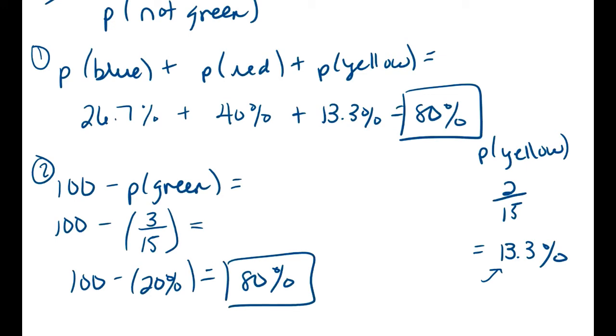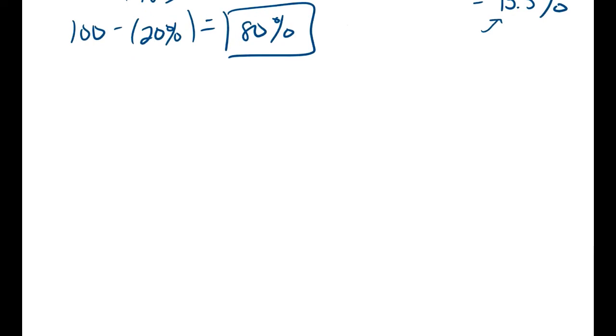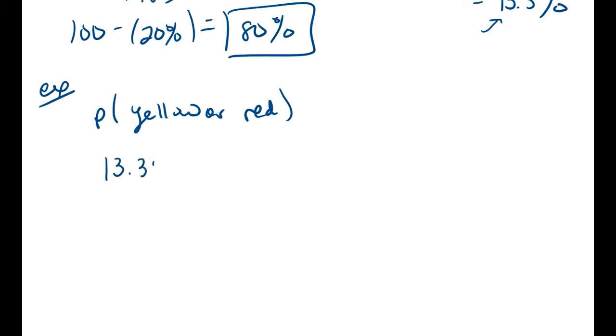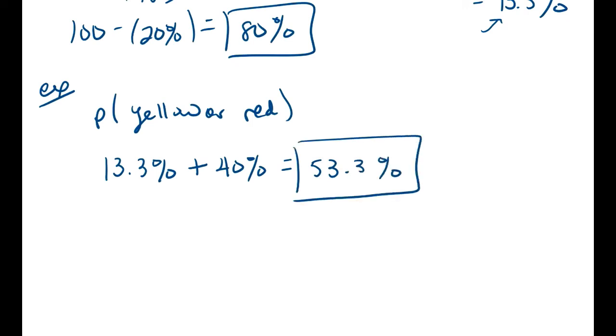Okay, let me do one more of this type and then I'll move on to the other. What's the probability of pulling a yellow or red? Again, now we want the probability of yellow, which was 13.3%, plus the probability of the red, because we can accept either in this case, which would give us a total of 53.3%. So the probability of pulling a yellow or a red is 53.3%.